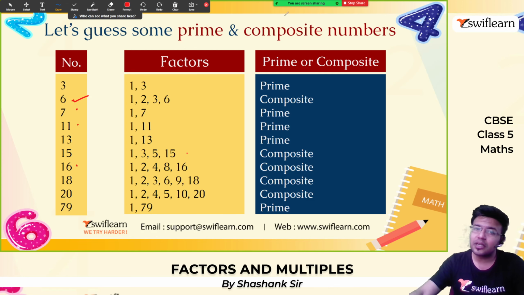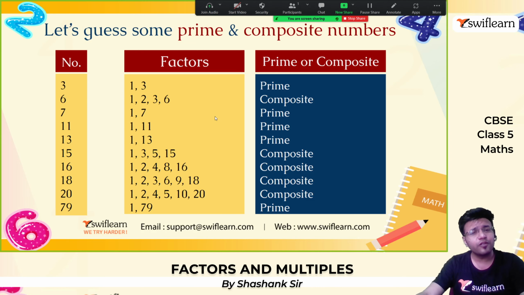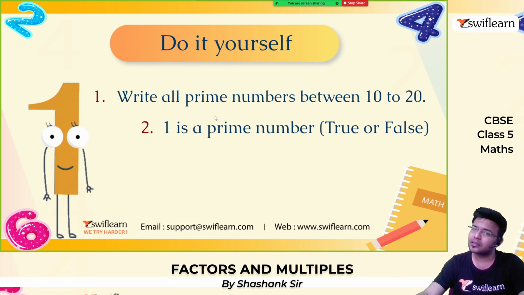You may ask me, sir, how many prime numbers are there? If you ask me like this, the answer will be infinite. You may ask me how many prime numbers are there from 1 to 100. So yes, that is a question which we can answer. We need to check and we need to tell. That can be done. That is easy.